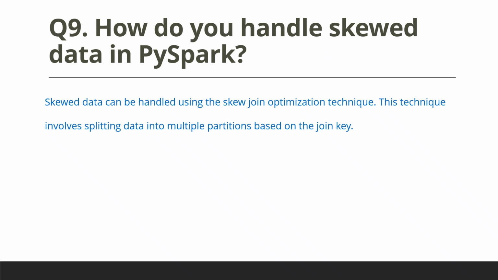The next is: how do you handle skewed data in PySpark? Skewed data can be handled using the skew join optimization technique. This technique involves splitting data into multiple partitions based on the joining key.